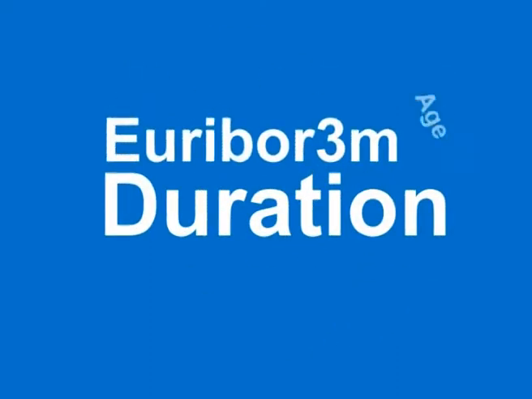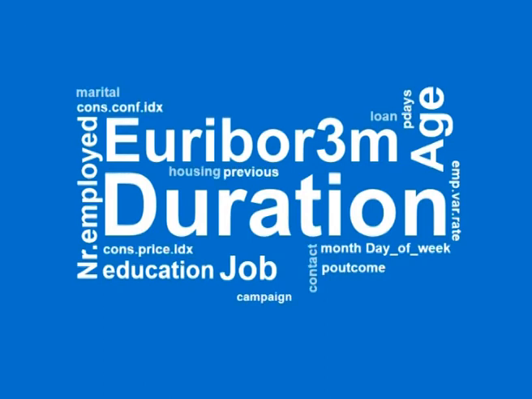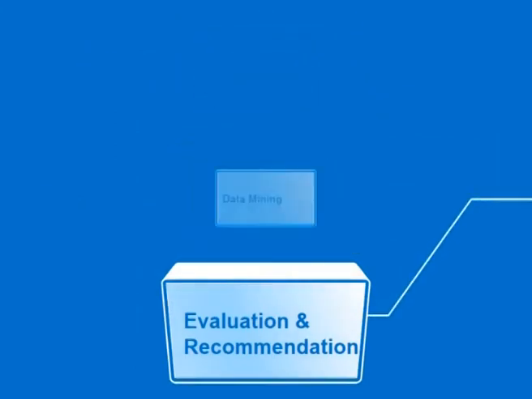So what did random forest give us? Random forest not only gives us a great outcome, but it's wonderful at predicting what the best variables are. By voting among its trees, it was able to tell us that duration, the Euribor 3-month average, and a number of other variables added significant lift to our results. So finally, after doing some tuning and using over 1,500 trees, we achieved a sensitivity of 72.3%, a specificity of 92.8%, an accuracy of 91.4%, and an area under the curve of 93.29. Not bad results.